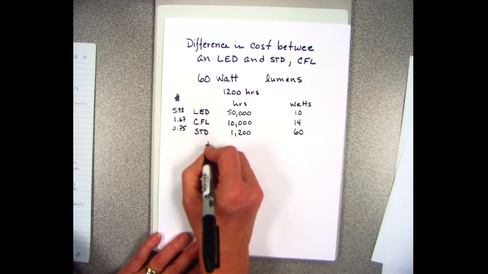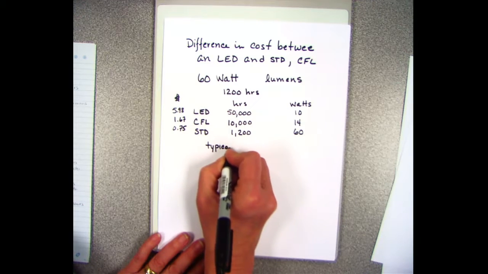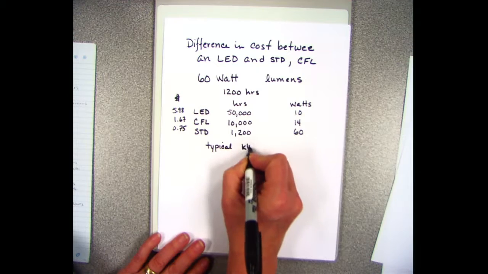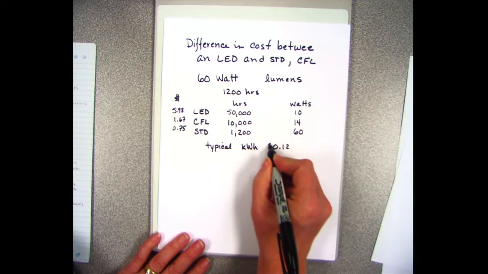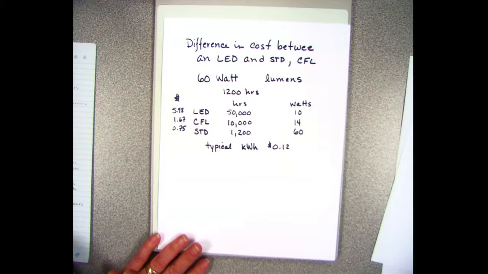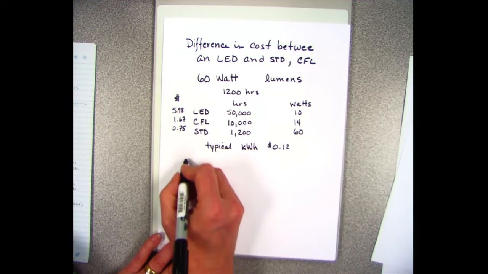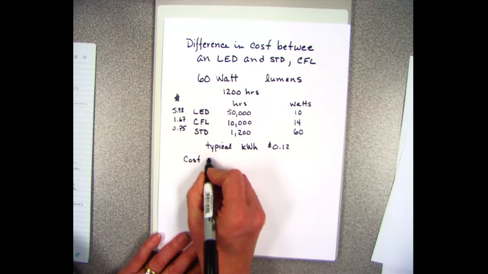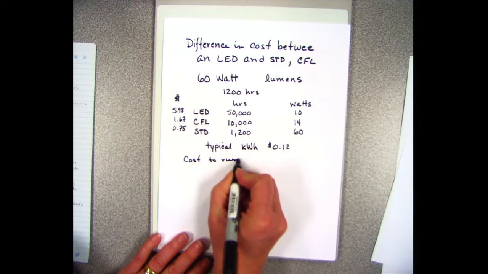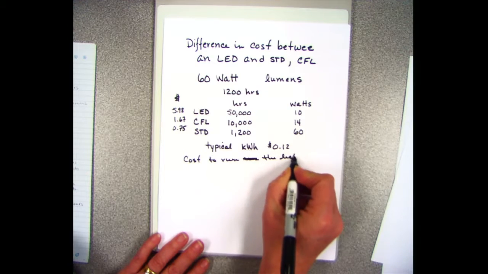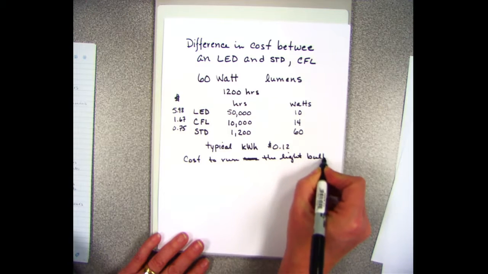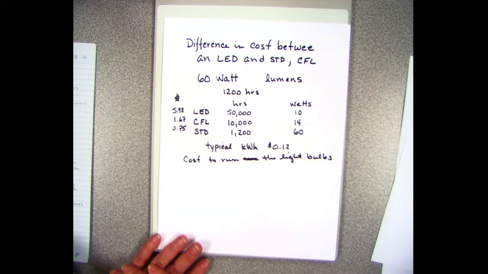We're going to use a typical cost per kilowatt hour. Remember, that's an energy, and it's going to be 12 cents. We're going to use that 12-cent number for a typical cost of kilowatt hours. So the question is, what's the cost to run these light bulbs?